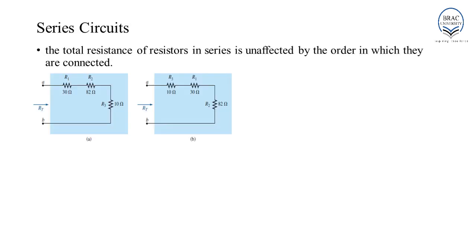Series circuits. In series configuration, the total resistance of resistors in series is unaffected by the order in which they are connected. That is, irrespective of how you connect R1, R2 and R3, if they are connected in series, the total resistance will be the same.